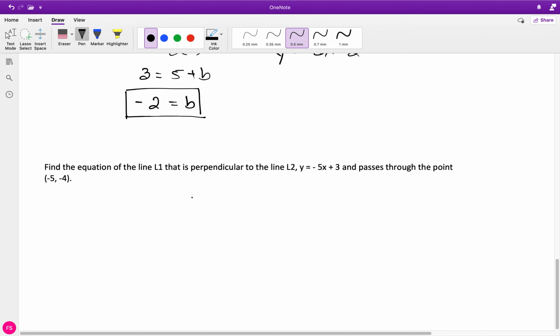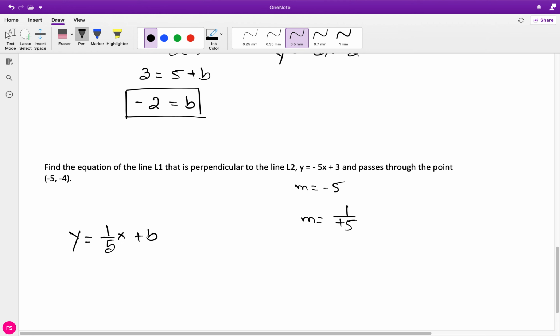So for perpendicular lines, we know that the gradient is the negative reciprocal. The gradient for this line is negative 5. That means the gradient of the line perpendicular to this line is going to be, first of all, you have to make it negative, and negative of negative 5 is positive 5, and then the reciprocal, that means 1 over 5. That means my gradient of L1 is 1 over 5, and I can write y equals 1 over 5 x plus b.